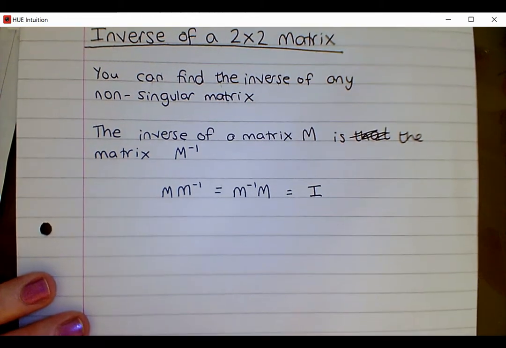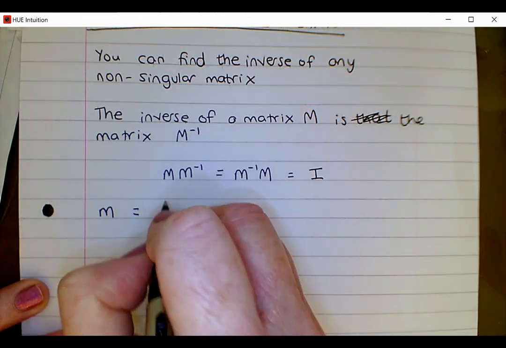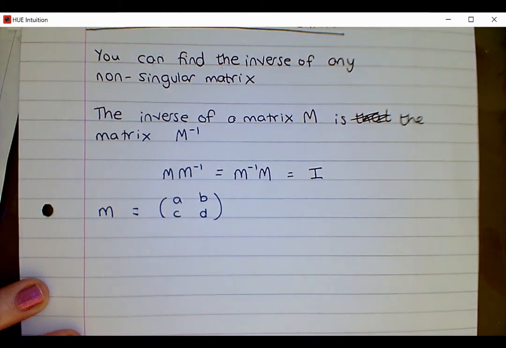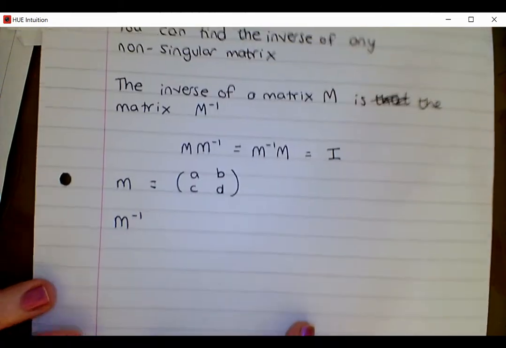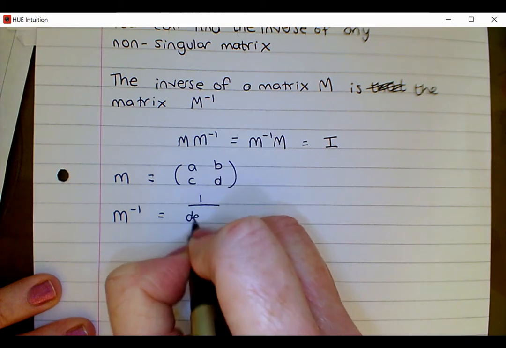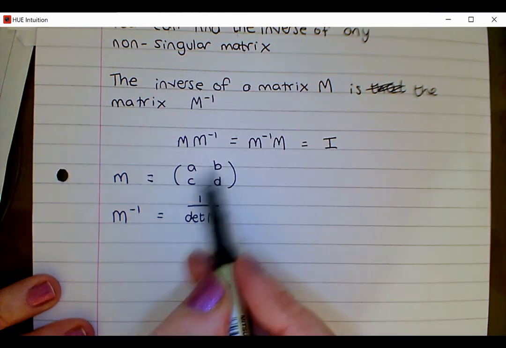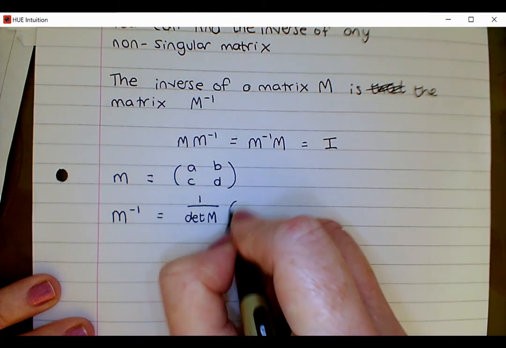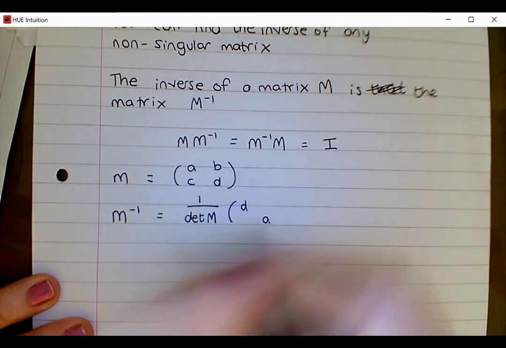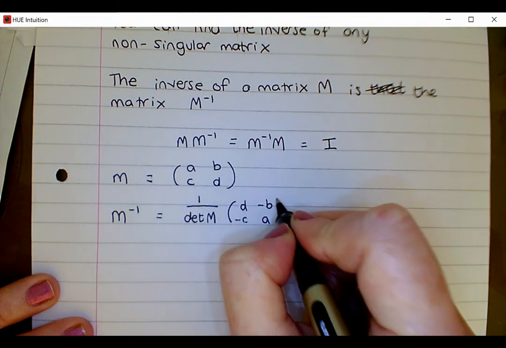And there is a formula for finding the inverse matrix. If M is the matrix A, B, C, and D, then we find the inverse matrix, M minus 1, by doing 1 over the determinant of matrix M, which was AD minus BC, and then the matrix has the A and D places swap over, and then B and C both become negative.